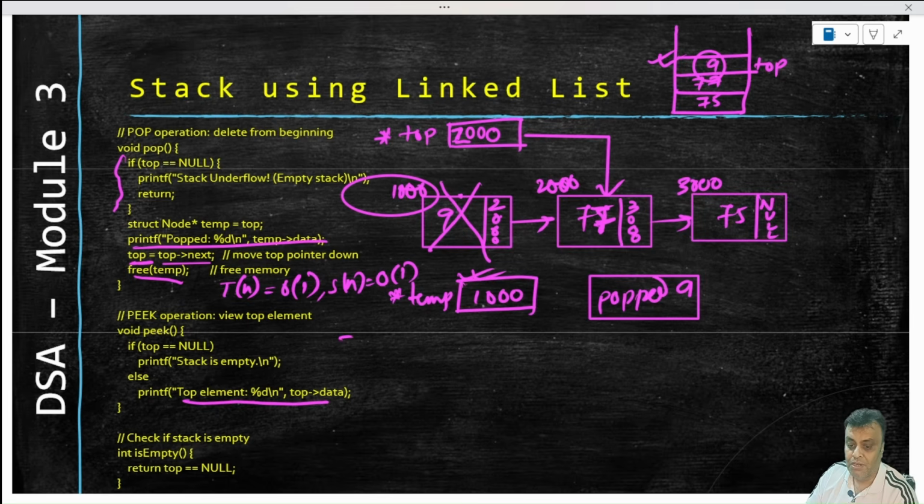There is no loop here. Time complexity will also be order of 1. Space complexity will also be order of 1. Nothing more to do fancy about it. We are just printing the top data, right?